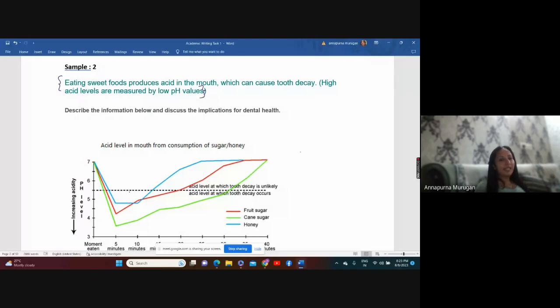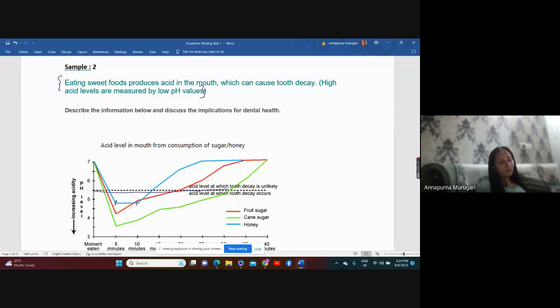So we can see that according to this, they are saying that eating sweet food produces acid in the mouth, which can cause tooth decay. So acid levels are measured by low pH levels. Okay, this is the thing. So as soon as you see here, which is the one which is posing less threat to tooth decay? It is honey. Why? This is the threshold below which the acid is generated and the teeth will get destroyed. Okay.